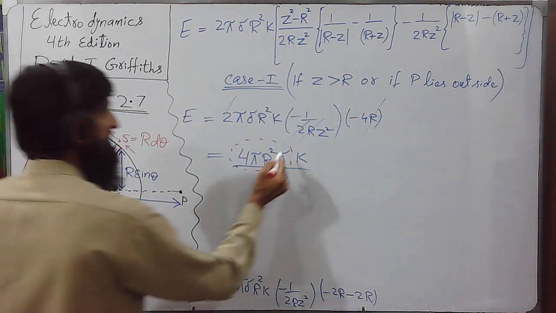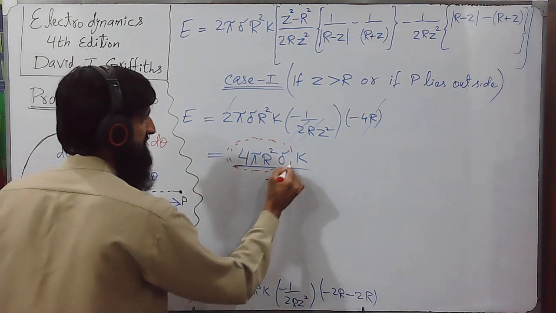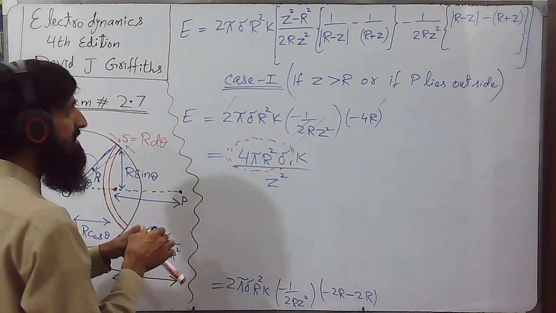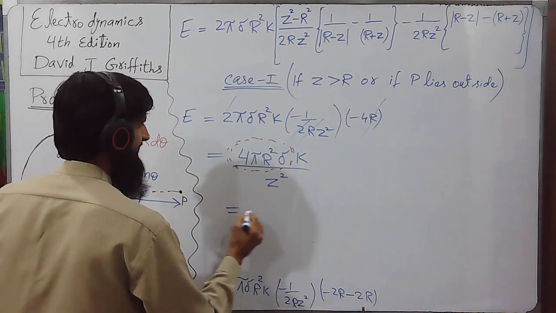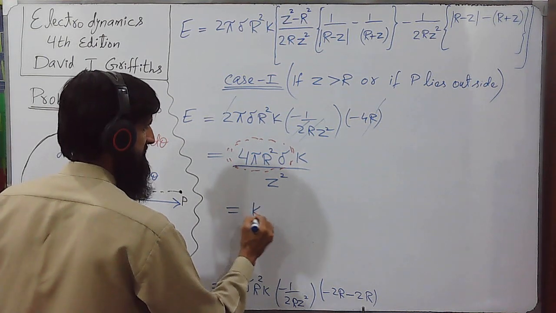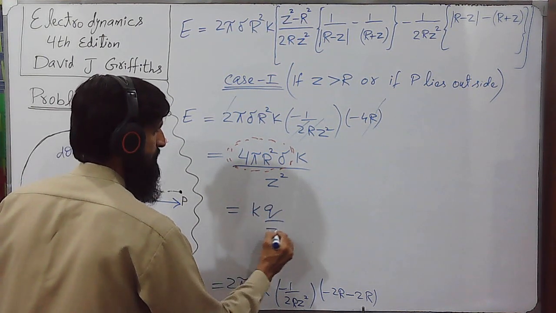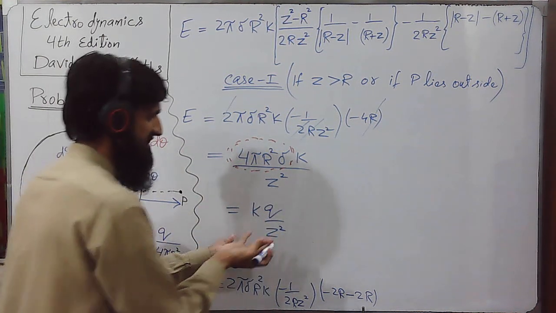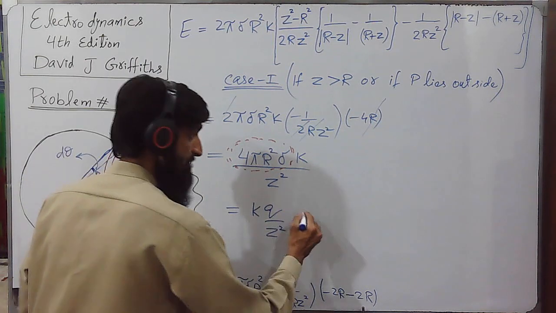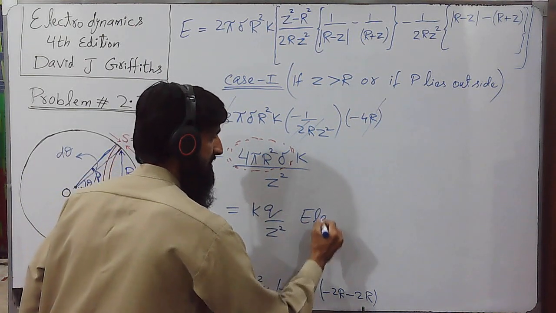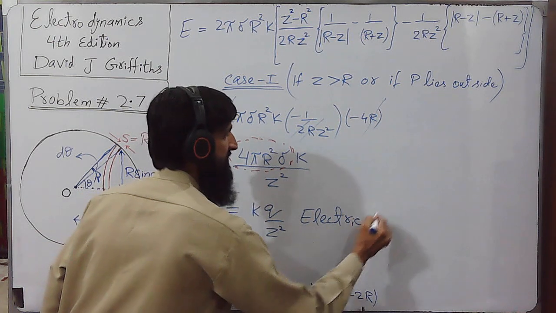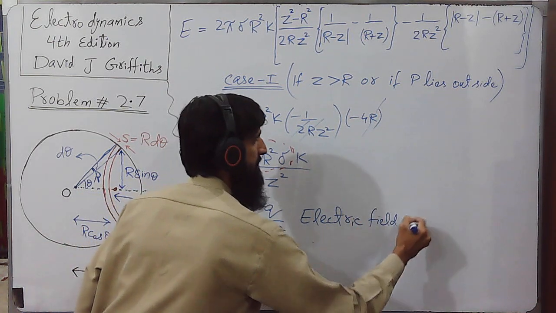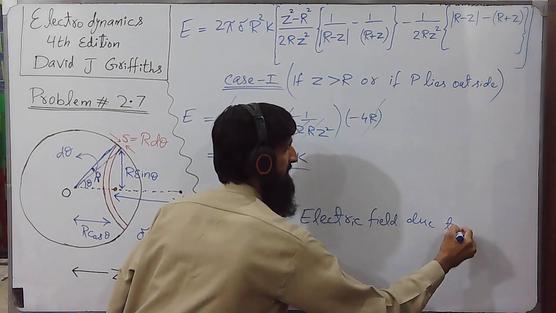So this complete expression gives us the whole charge contained by our shell, and it becomes kq divided by z square. Now what is this? It is actually the electric field due to a point charge. Electric field due to point charge.